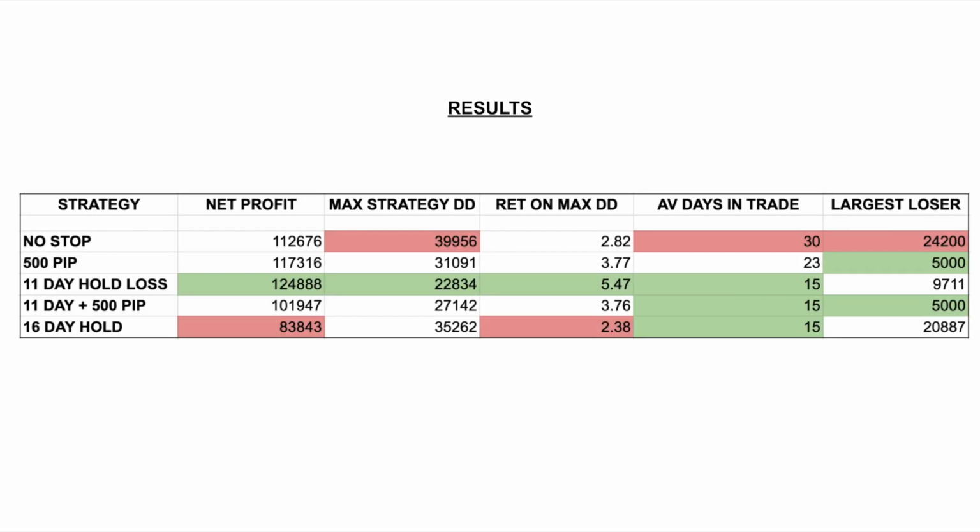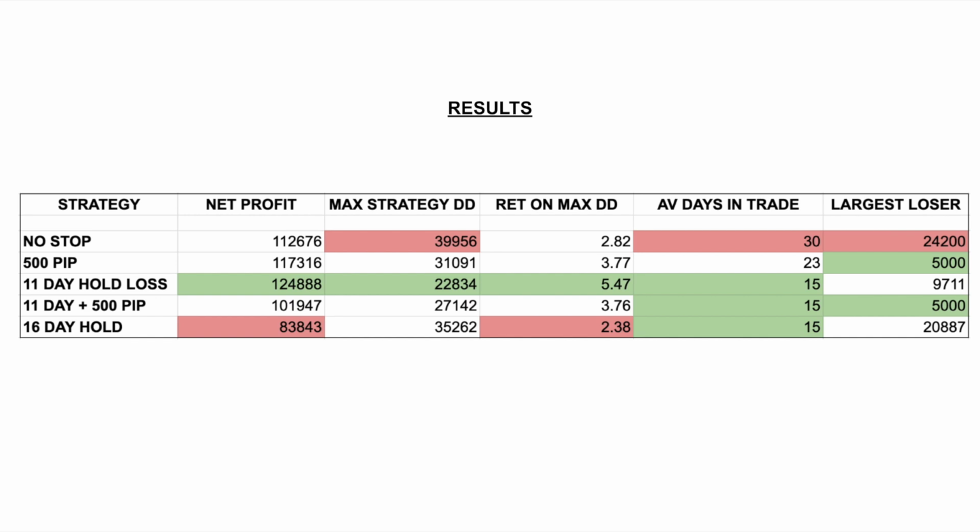So here's the results, and I've just put them in this spreadsheet, focusing on 5 major results which I want to look at. Those results are the net profit, the maximum strategy drawdown across that backtest, the return on the max drawdown. This is quite an important one for me anyway. The average days in the trade, that's how long a trade's open for, and the largest loser, that's the largest loss of any individual loss that we've seen. And I've made some highlighting there so we can see which is the best and which is the worst. So let's go through them.